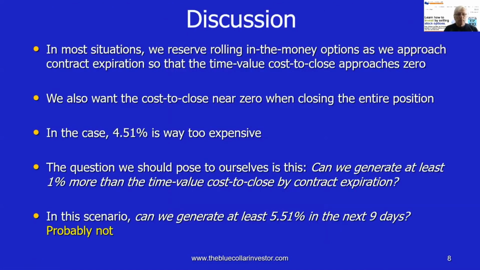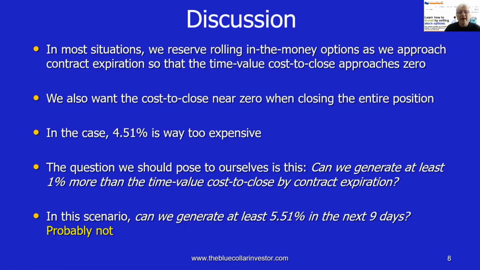Let's summarize. In most situations, we reserve rolling in-the-money options as we approach contract expiration because that's when the time value component of the option is approaching zero. That's when it's the least expensive to close that in-the-money call. Now, if we find that the time value cost to close approaches zero mid-contract, then it may pay to close our entire position. But in this case, the time value cost to close was a very hefty 4.51%. As I said, way, way too expensive.